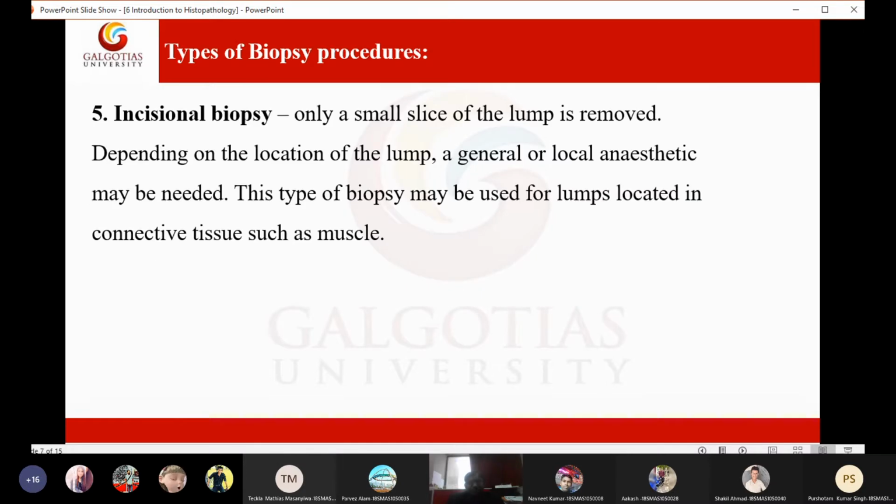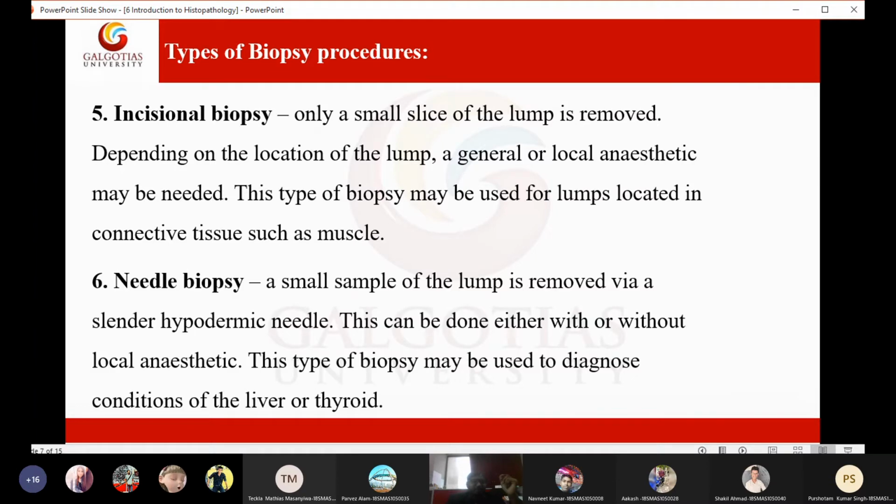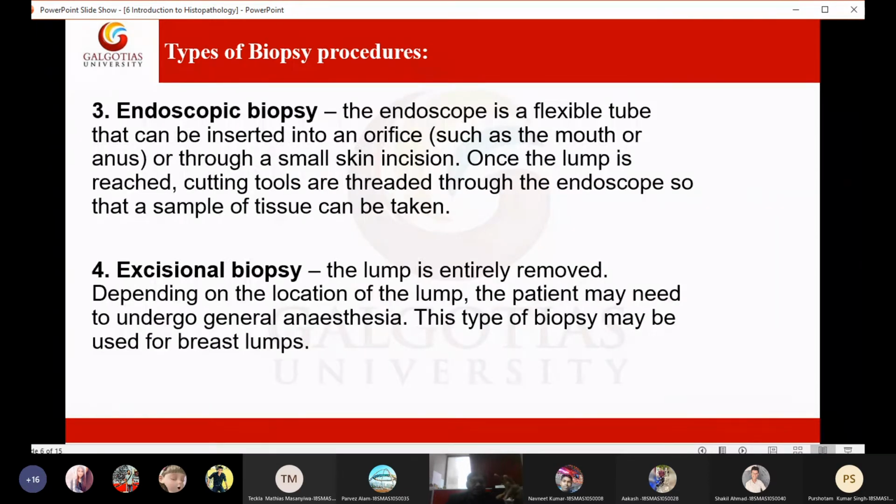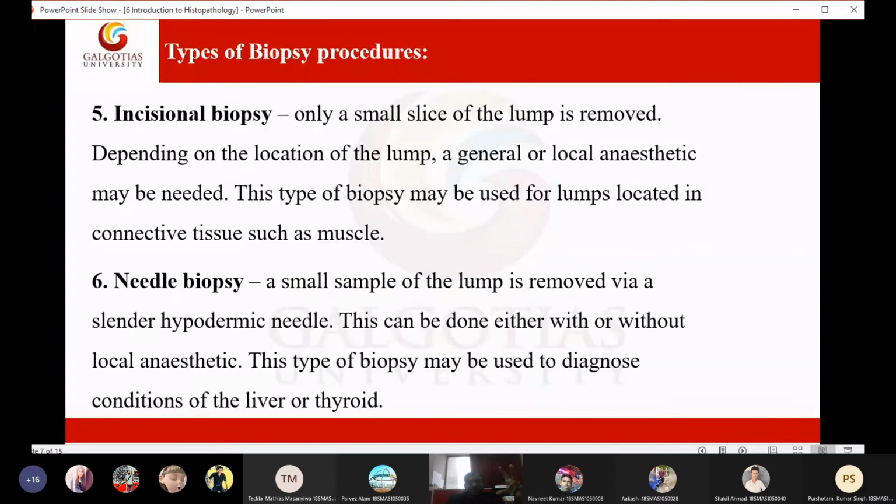Next one, incisional biopsy. Only a small slice of the lump is removed. Depending on the location of the lump, a general or local anesthetic may be required. This type of biopsy may be used for lumps located in connective tissue such as a muscle. Only a small tissue sample you can collect in this type of biopsy. That is the main thing, try to understand excisional and incisional biopsy.